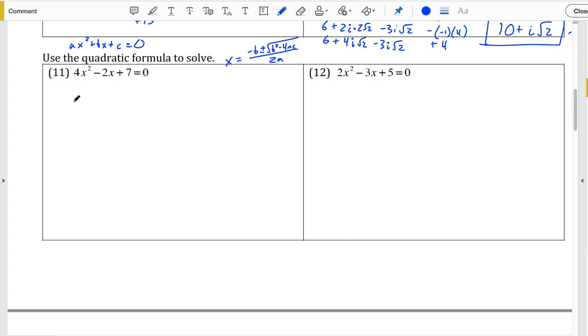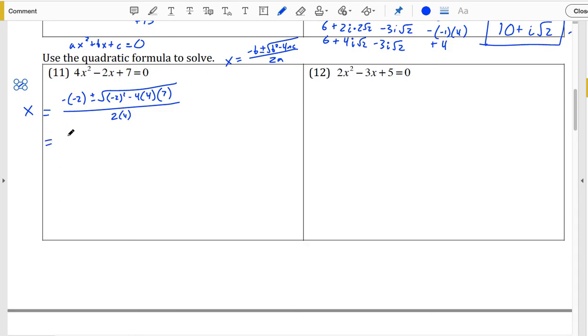All right, so quadratic formula. So we got negative b, that would be negative 2, so negative 2 plus or minus the square root of negative 2 squared minus 4 times a, which is 4, times c, which is 7, all over 2a, so that's 2 times 4. Remember, this is x is equal to this. That's going to be our solution to this equation.